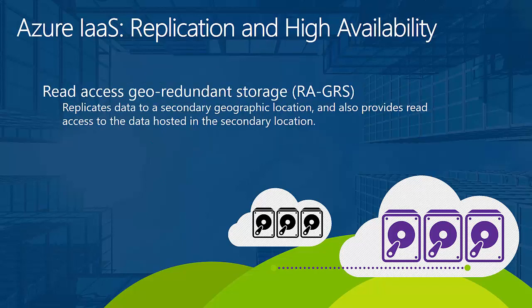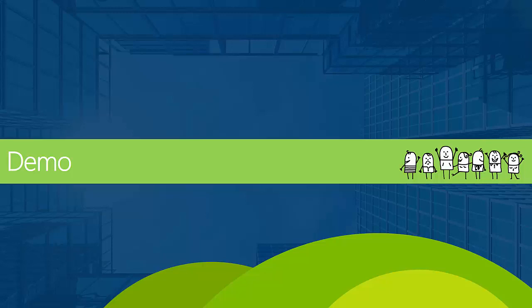Our final replication SKU is read access geo-redundant and is enabled for your storage account by default. Read access geo-redundant storage replicates your data to a secondary geographic location as per standard GRS, but also provides read access to the secondary data for certain workloads. So let's jump back into the browser and take a look at some of the storage options and associated prices.